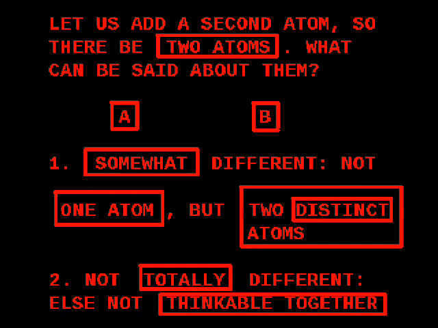What happens if we add a second atom, so we have two atoms? What can be said about them? Well, you can say that they must be somewhat different, or otherwise they would not be two distinct atoms, they would be one and the same. If they would be too similar, you cannot take them apart. I mean, anybody of you who knows twins knows the problems associated with that. Now, they cannot be, however, totally different either, or they would not be thinkable together.